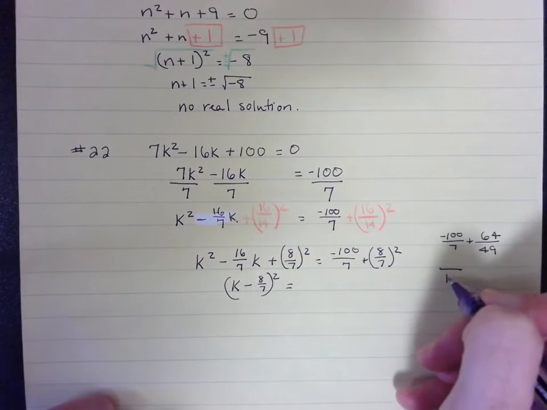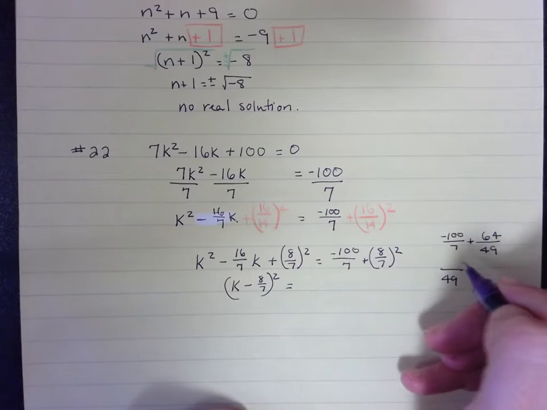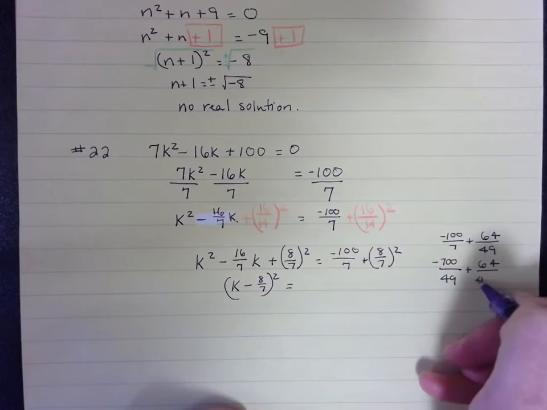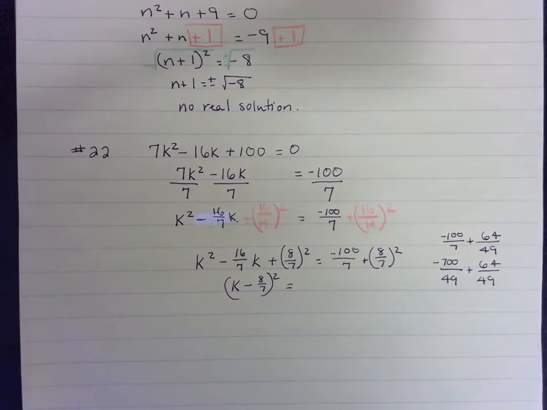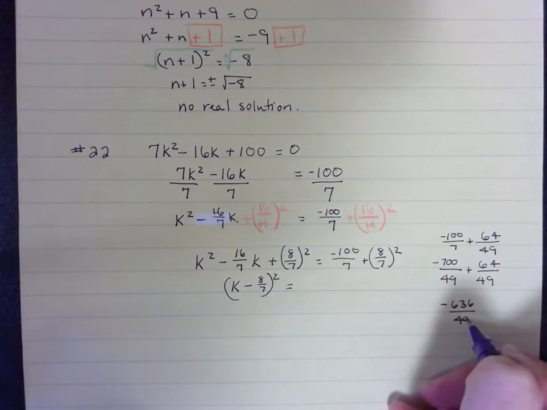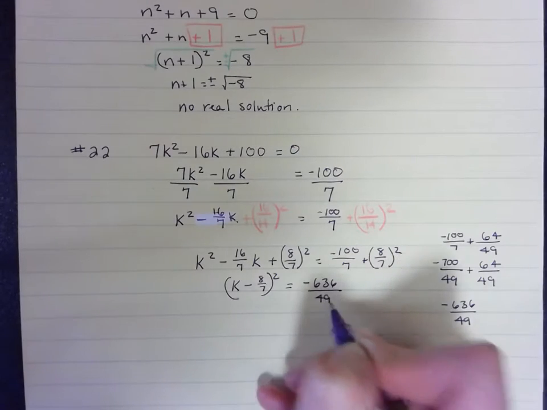I have to get a common denominator of 49. So I have to multiply negative 100 times 7. So I have negative 700 plus 64. Now I already know that I'm probably not going to get a real number, but I want to keep going through because eventually we're going to do imaginary numbers. And I get negative 636. So negative 636 over 49. I bring that over here, negative 636 over 49.